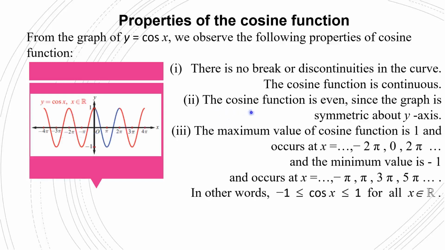Second point is the cosine function is even since the graph is symmetric about y-axis. If we take the y-axis, whatever this side looks like, this side will look the same. So that is symmetric about y-axis.